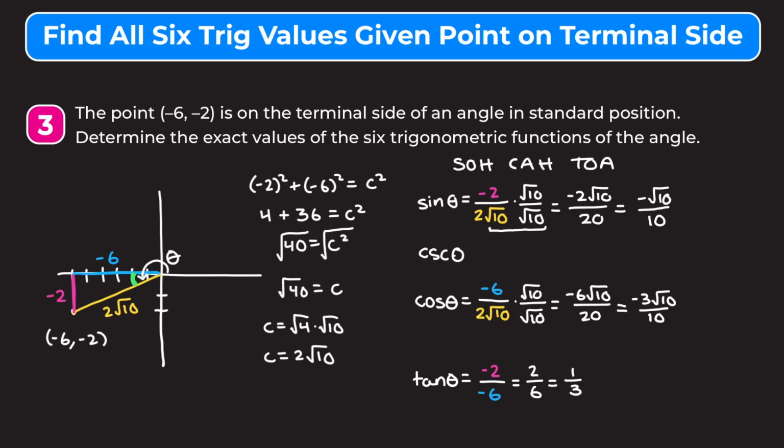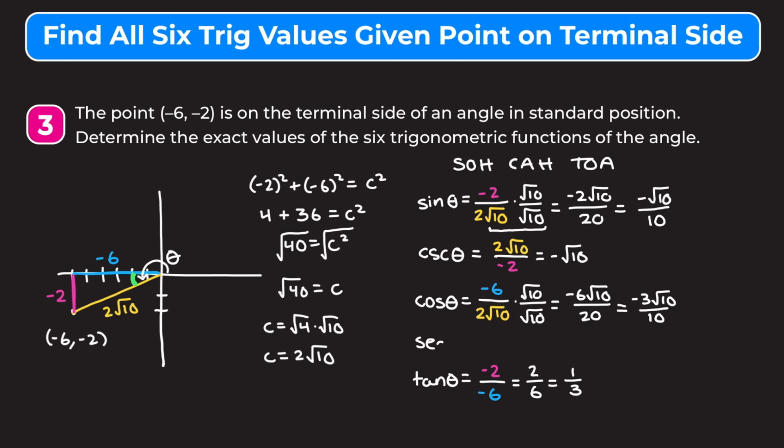So cosecant of theta, we're going to use the reciprocal of that first sine one, so the -2 over 2 root 10. We're going to flip it upside down. We're going to get 2 root 10 over -2. And we just want to simplify. 2 over -2 is just -1. So we get negative square root of 10.